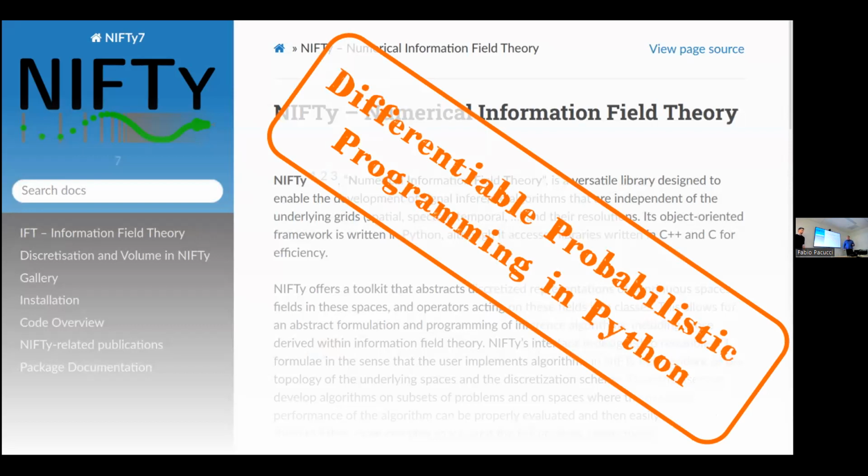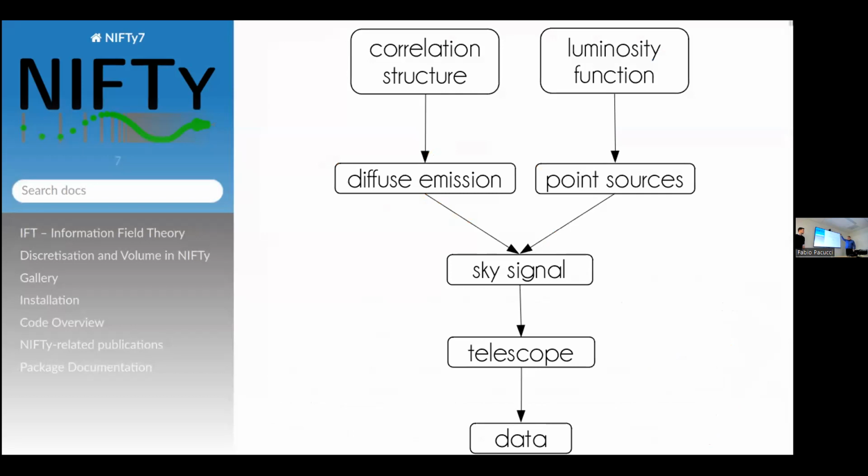What does this mean? Well, it allows you to program such models with a few lines, and then you can run them. They start with random numbers and form these random numbers into something which looks like diffuse emission or point sources and the sky signal, and then in the end the data. So you can run them as a generative model to simulate mock skies and mock data. And I will show you that.